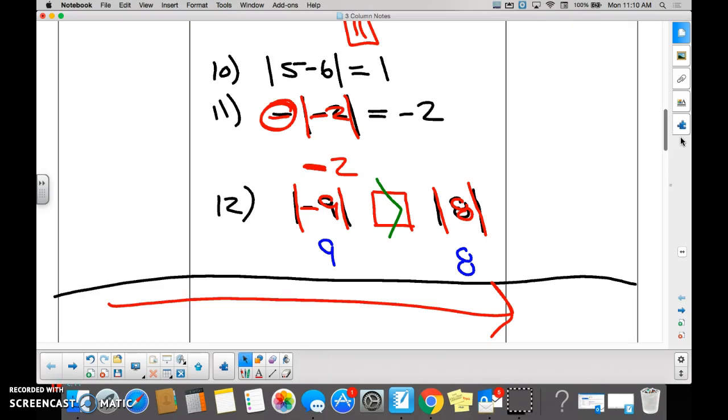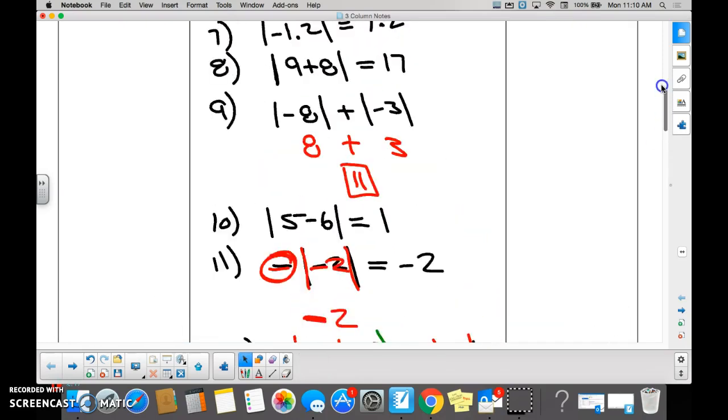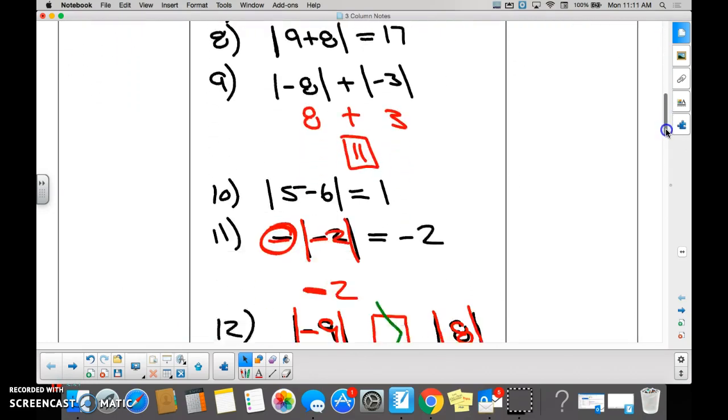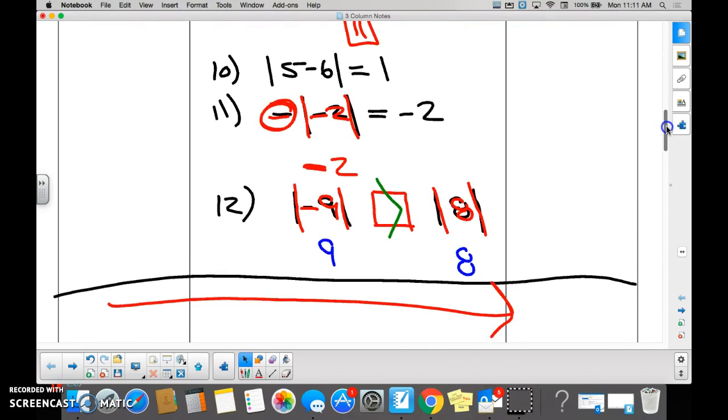And then our cheat sheet on this one, I think, came from Laura. He said, be careful not to lose the negative signs. And that would be like number 11. Don't lose that negative sign that was out in front of it. What does a negative mean? What's another definition for a negative? Campbell? Opposite. So it's basically number 11 saying, what is the opposite of the absolute value of -2? And the answer is -2. Because the absolute value of -2 is 2. And the opposite of that would be -2. Questions?